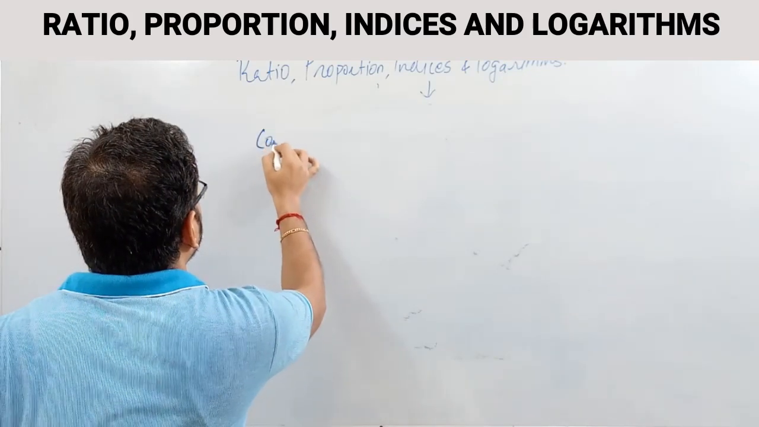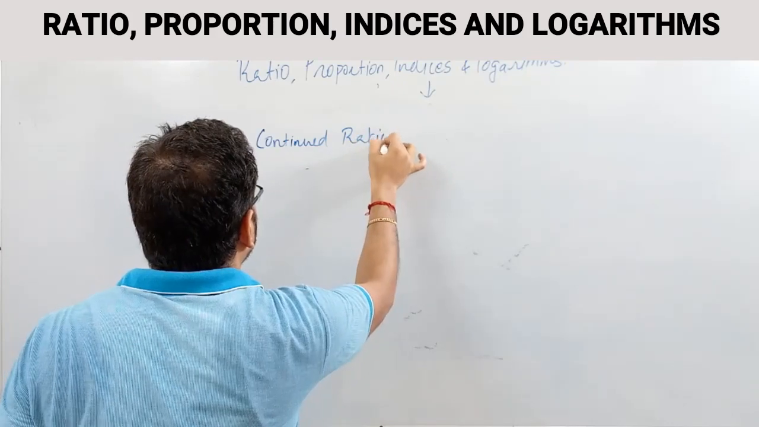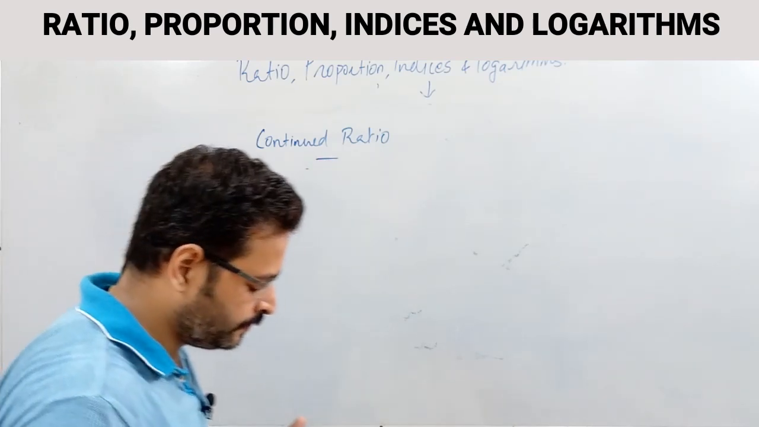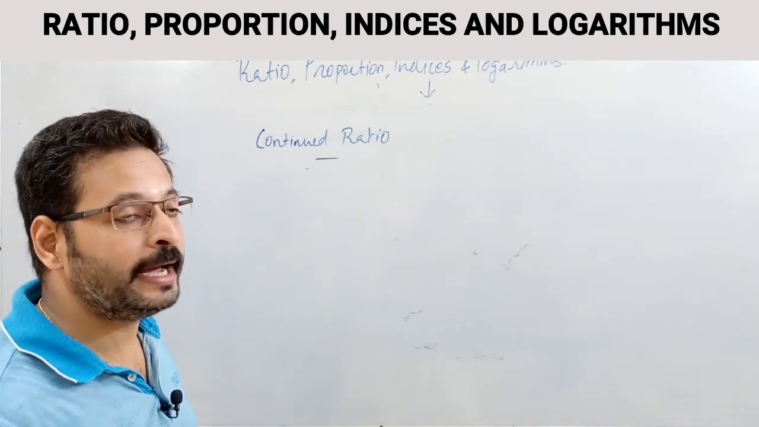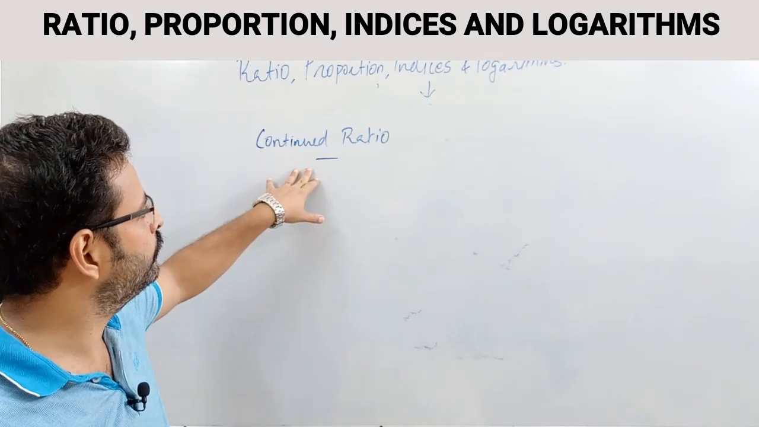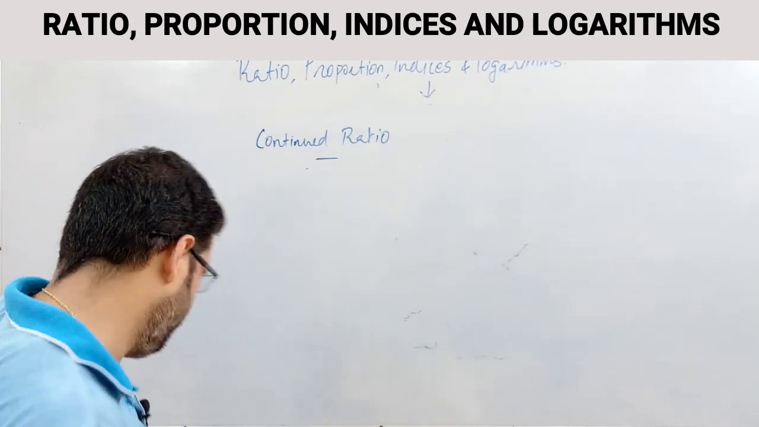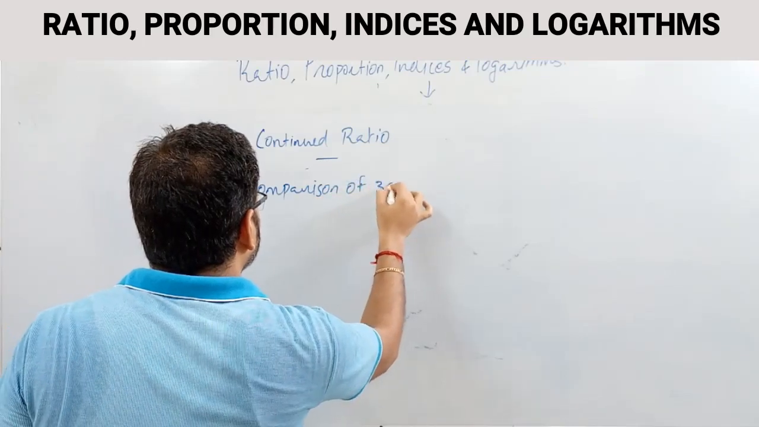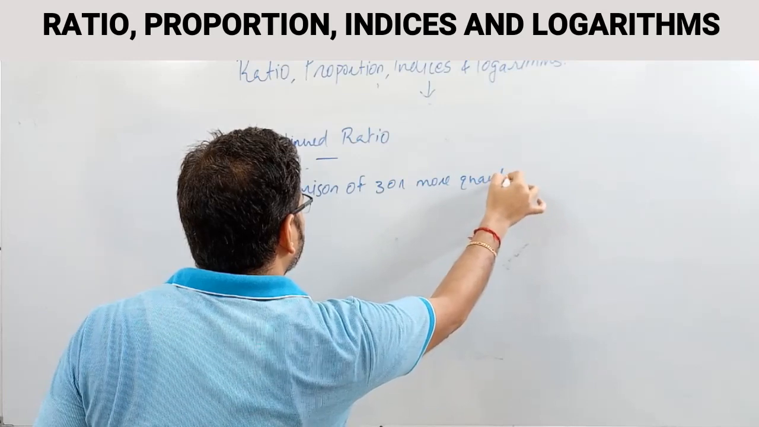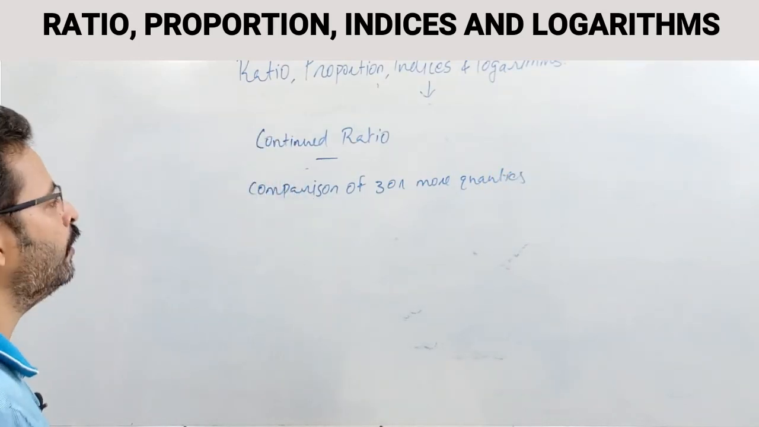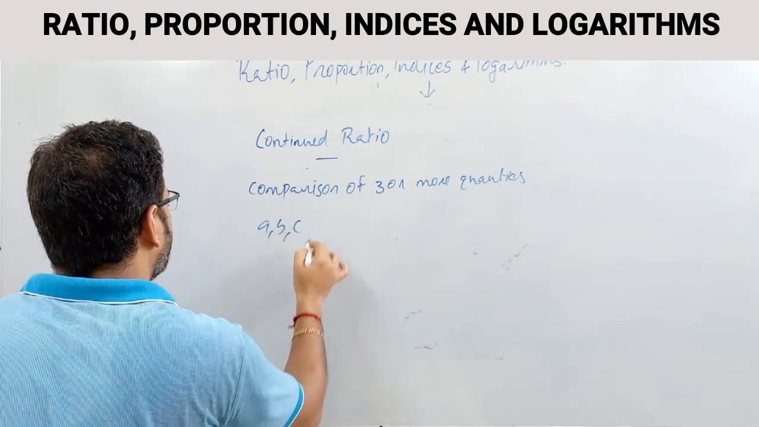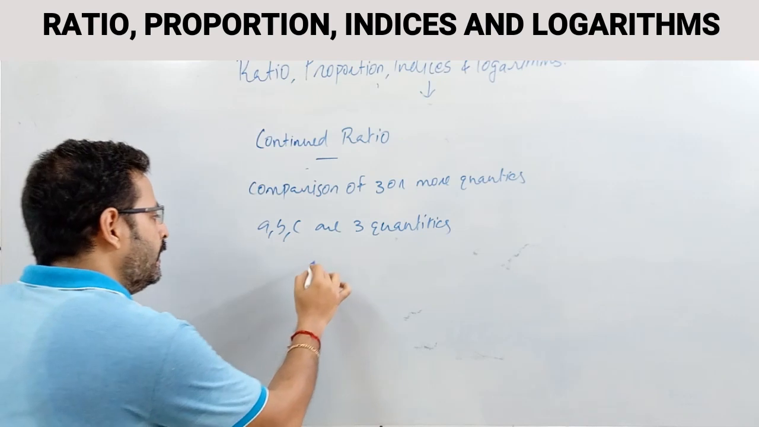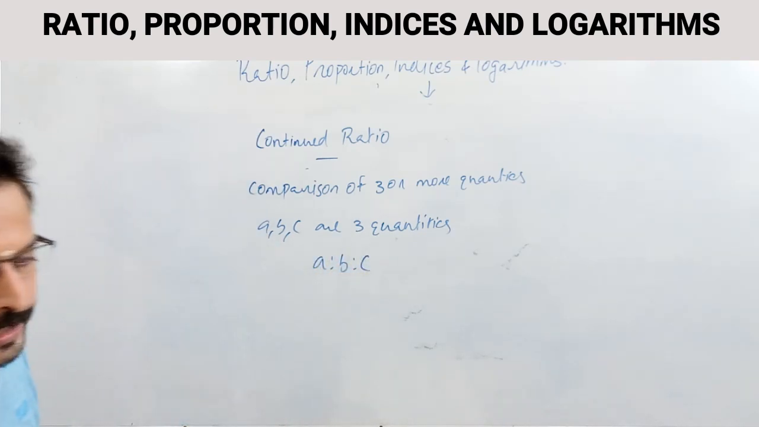Next one, continuous ratio or continued ratio. It is the comparison. First, we have the definition of a ratio. Ratio is the comparison of two or more quantities. But in the case of a continuous or continued ratio, there should be at least 3 quantities. So the comparison of 3 or more quantities of the same kind is called a continuous or continued ratio. If A, B, C are 3 quantities, then the continuous ratio will be A is to B is to C.